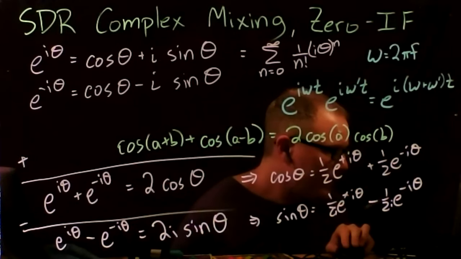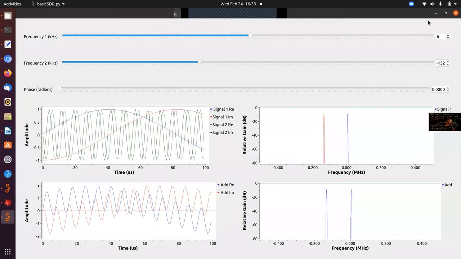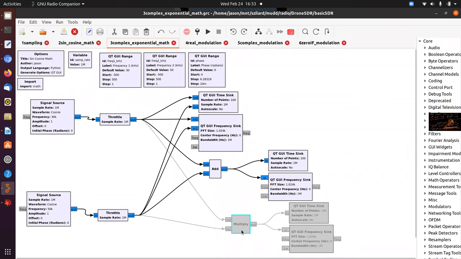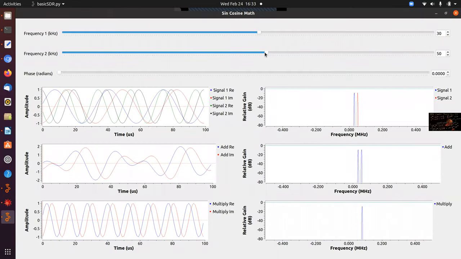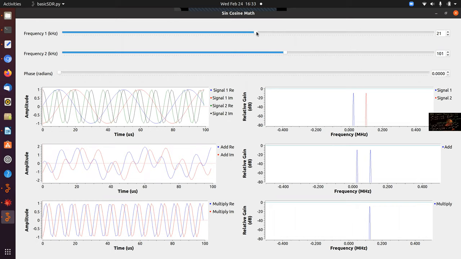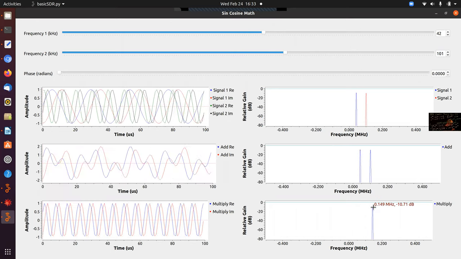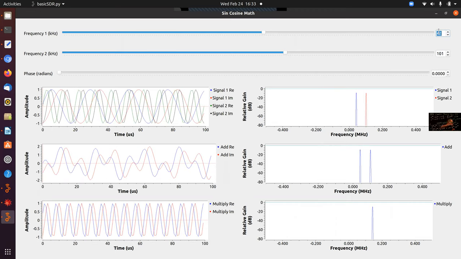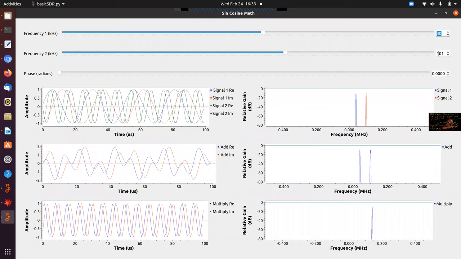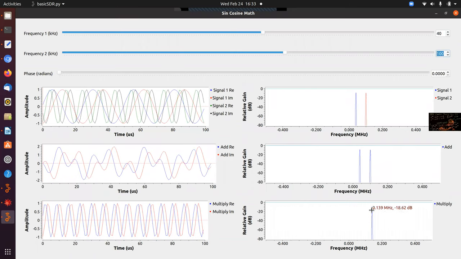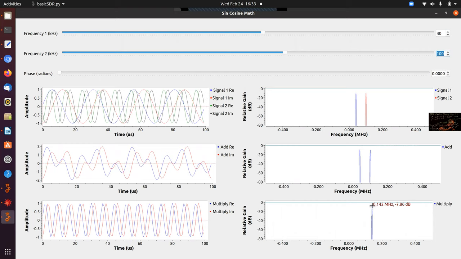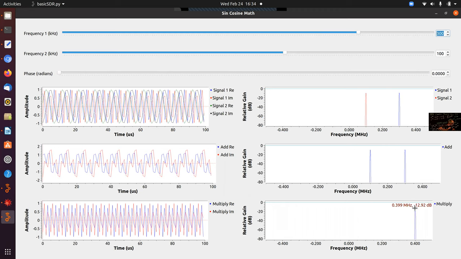So let me show that. I'll stop this and add in the multiply. All right, so here what you get out is just a single spike at the sum of these two frequencies. Let me give some more concrete examples. Let me make this 40, and let me make this 100. If I look at where this spike is, this should be at 140 kilohertz. Yeah, 140 kilohertz is where the spike is. And if I were to make this say 300, I get a spike at 400. So I'm adding 300 plus 100.